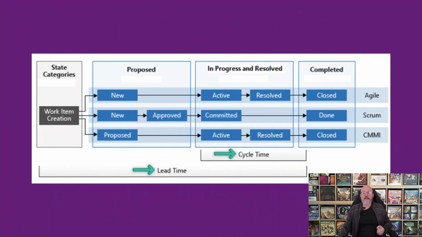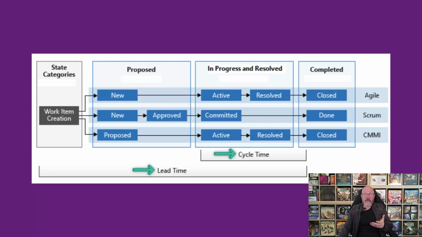Let's take a look at some of the work item states and how it applies to Kanban depending on the process that you've selected. So here you can see an overlay with two things going on. Horizontally, you can see the states for the particular process that you might have selected. If your process is based on the Agile process, the Scrum process or the CMMI process, it'll have these different states that you see here.